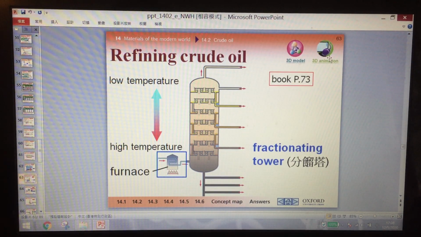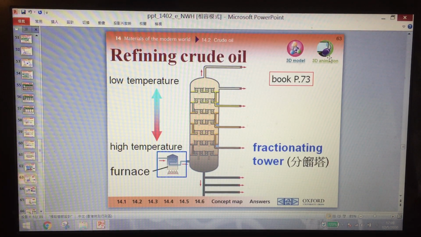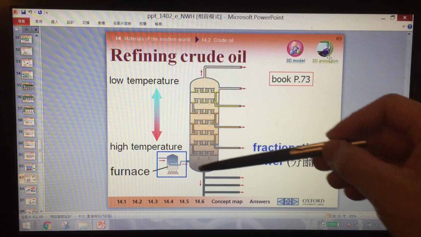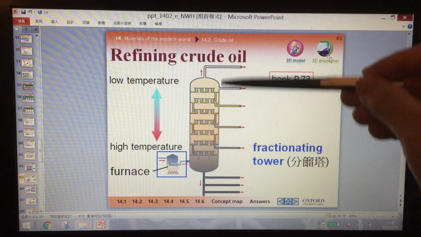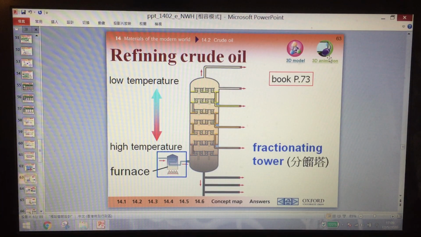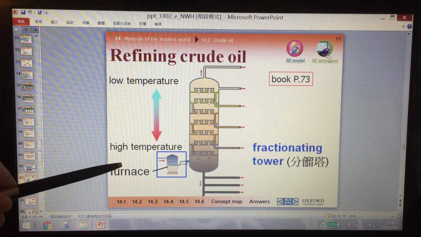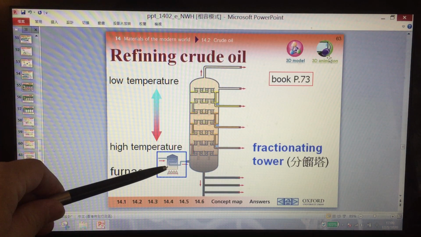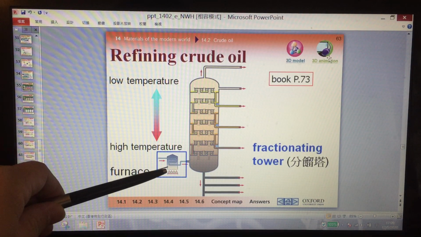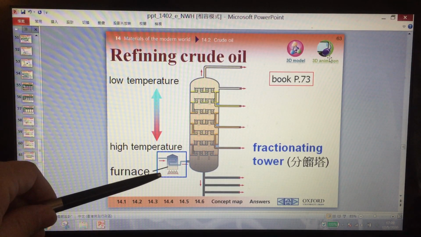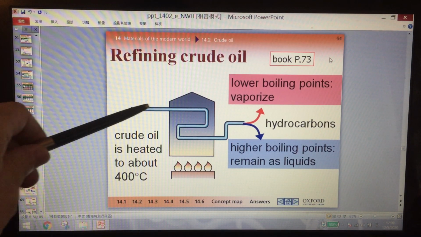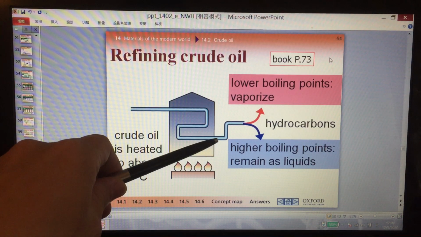Okay, let's take a look at the fractionating tower. For the tower, the lower part is at a higher temperature, and the upper part is at a lower temperature. At the beginning, the crude oil will be heated, raising the temperature in the furnace here. The temperature is very high, about 400 degrees Celsius. The crude oil is heated here to 400 degrees Celsius.